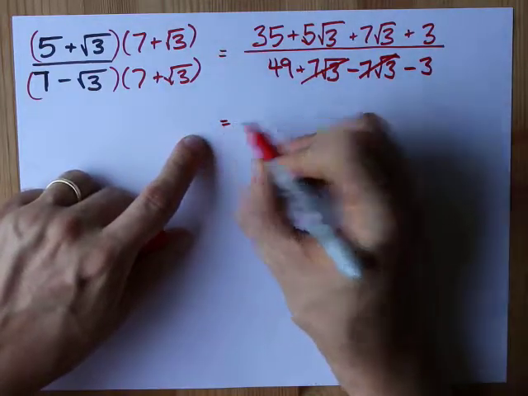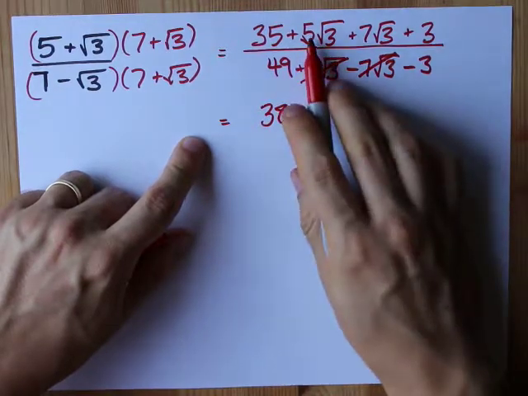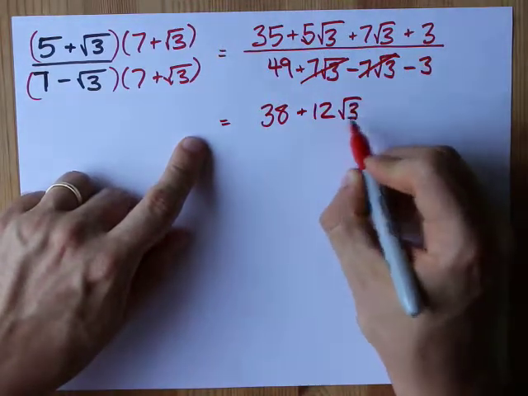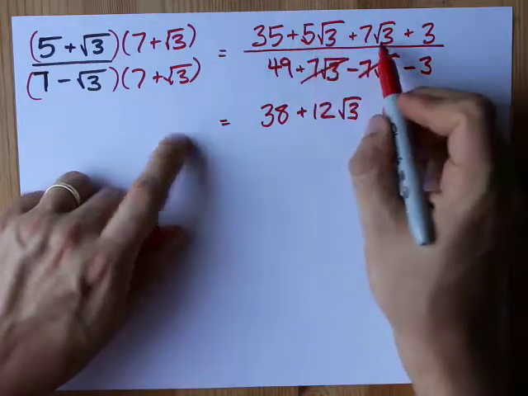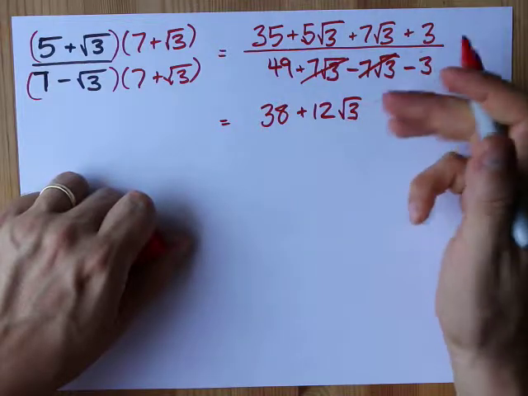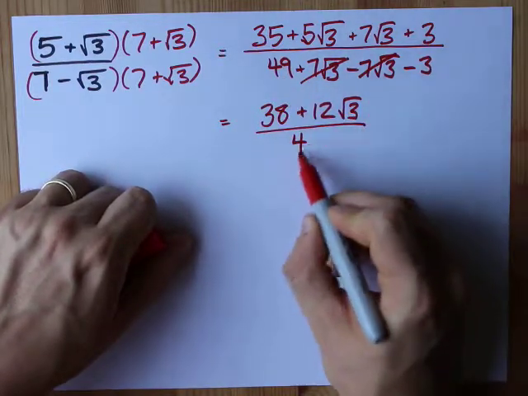What have I got on top? I've got 35 plus 3 is 38. And 5 root 3 plus 7 root 3 gives me 12 root 3. Did you notice how expertly I added those? The root 3's are both attached to coefficients, so I can add the coefficients. 49 minus 3 is 46.